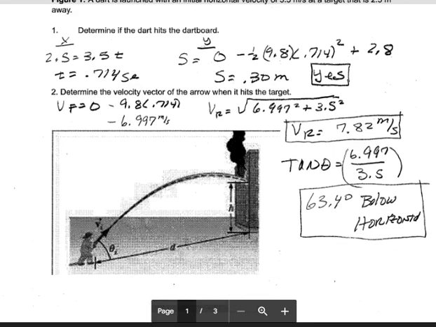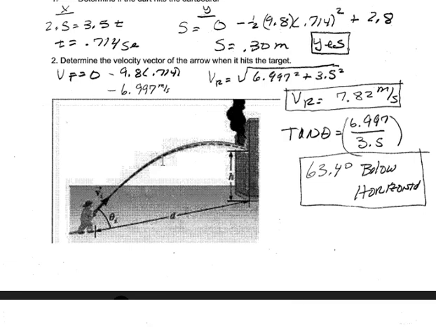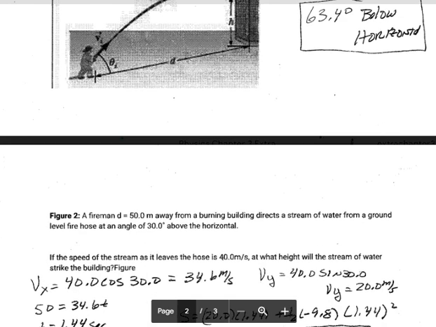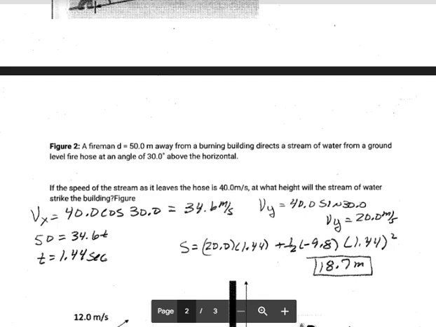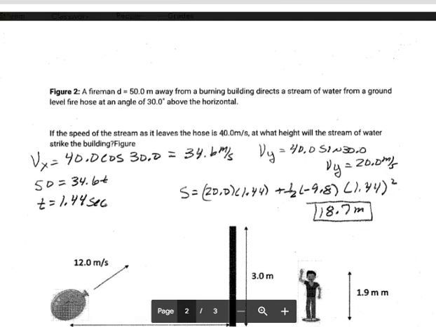All right, next question. I've got a fireman putting out a fire. We have a beginning velocity of the water, and we're going to pretend it takes a perfect parabola to there and there's no air resistance. The water is launched at an angle theta. The distance is 50 meters away from the burning building. He directs a stream of water from the ground at 30 degrees above the horizontal. If the speed of the stream that leaves the hose is 40 meters per second, at what height will the stream of water strike the building?